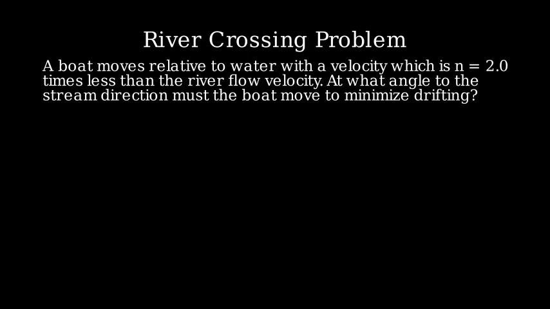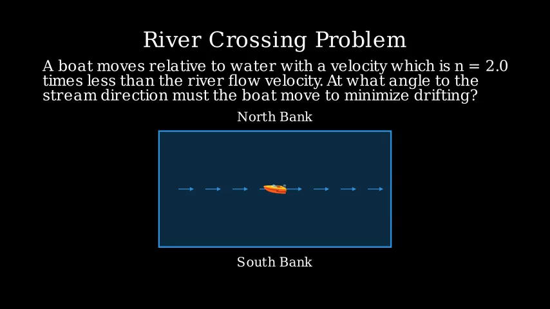We have a boat that's trying to cross a river. The river is flowing with velocity v sub r. The boat can move relative to the water with a velocity v sub b, which equals v sub r divided by n, which is 2 in this problem. We need to figure out at what angle theta the boat should move to minimize drifting down the river.